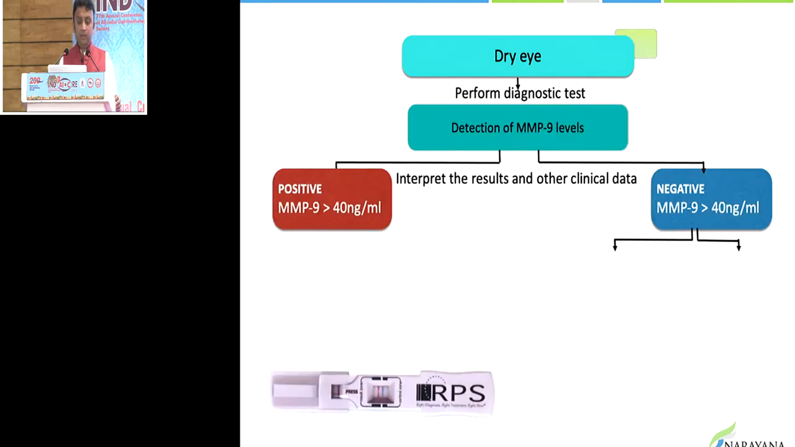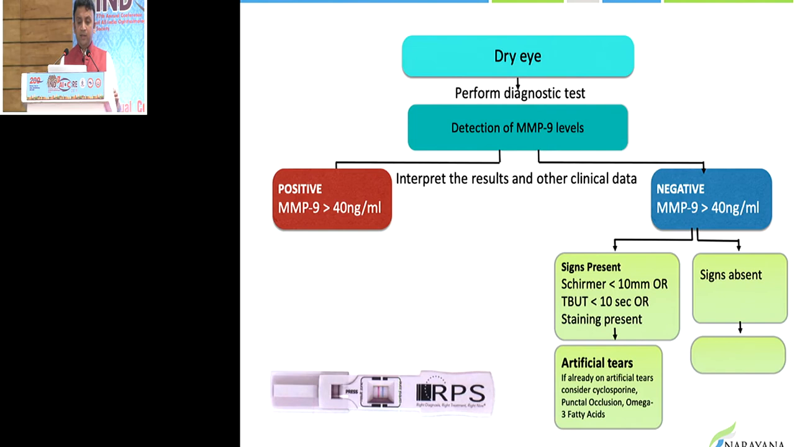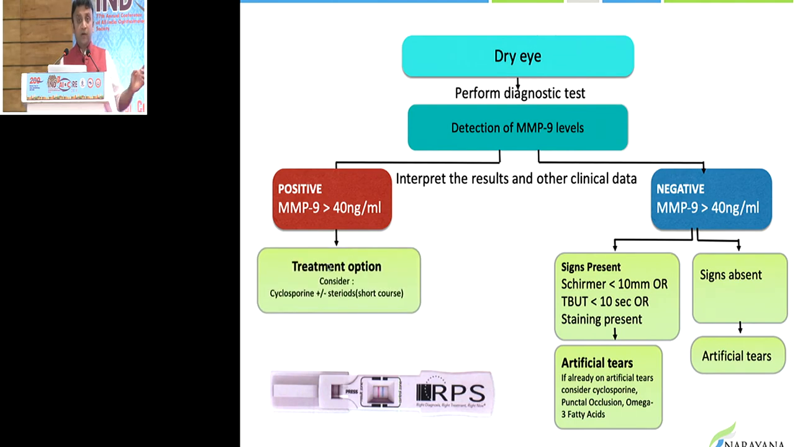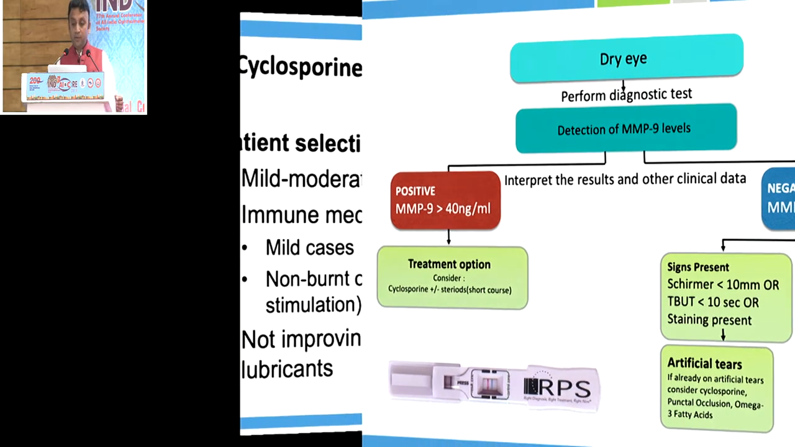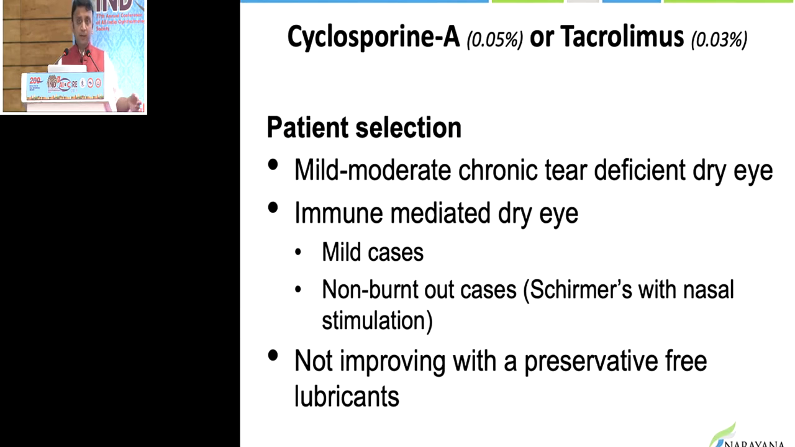Well, it can certainly help. When you do an MMP9 level and find that the test is positive, that means significant inflammatory mediators are there on the surface. In these kinds of cases, you can certainly use anti-inflammatory molecules like topical steroid initially to start with, like cyclosporin and tacrolimus molecule. Where do they help? Well, mild to moderate cases and not burnt out cases.